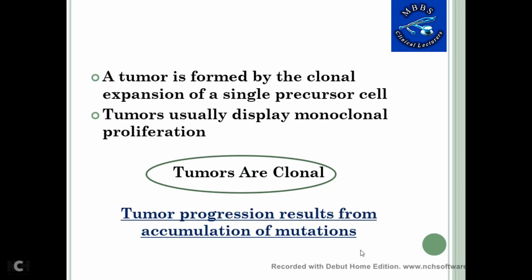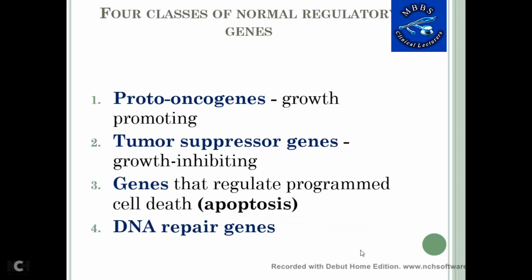And the next important point is that tumor progression results from accumulation of mutations. So it is not just a single mutation occurring in an individual cell which is causing the tumor, but there is multiplication of all those mutations and then the accumulation of those mutations within the cell lineage.